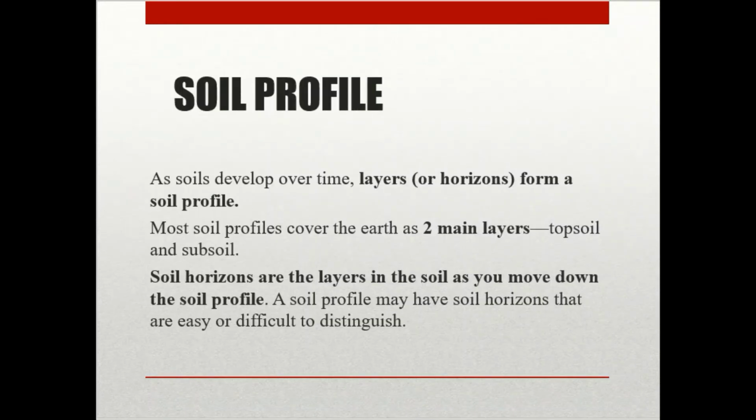Soil profile. As soil develops over time, layers form, called soil horizons. Most soil profiles cover the earth as two main layers, topsoil and subsoil. Soil horizons are the layers in the soil as you move down the soil profile. We can recognize these horizons by the difference of color, organic content, and properties.